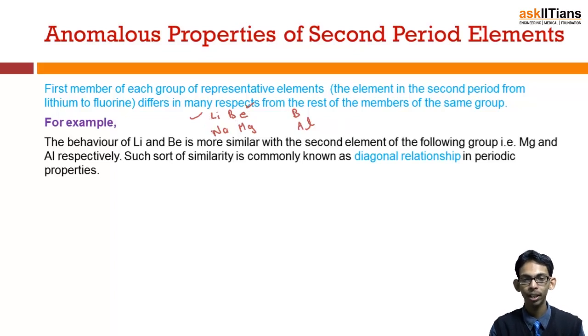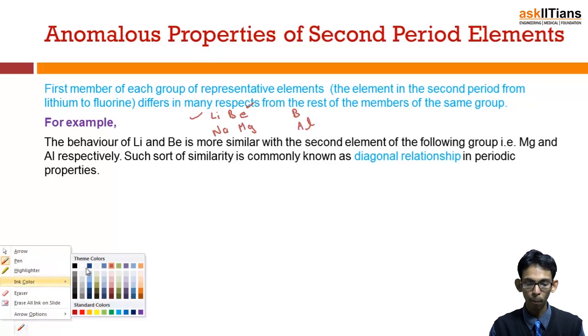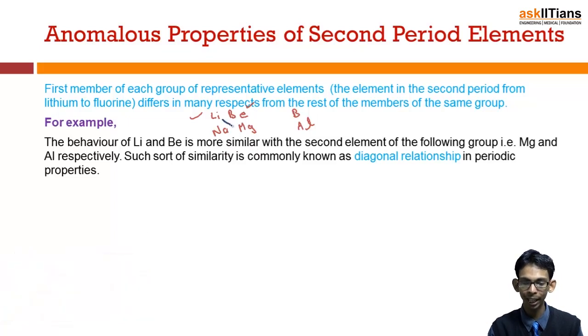The properties of lithium are different from the rest of the members of this group, while the properties of beryllium are also different from the rest of the members of the second group. And it is observed that the properties of lithium are similar to the second member of the next group, that means magnesium, while the properties of beryllium resemble those of aluminium. Now this is an interesting fact. This phenomenon in which the property of the first member of a group resembles the second member of the following group is called diagonal relationship. So there is a diagonal relationship between lithium and magnesium, and so on between these two.